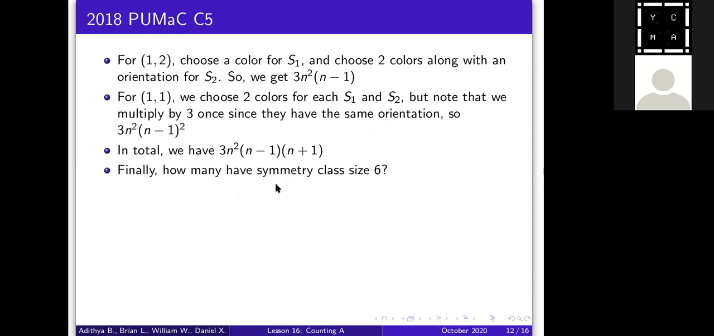And finally, how many have symmetry class of size 6? Well, if it doesn't have 1, 2, or 3, then it has to have symmetry class size 6. So all the remaining ones. So we just subtract everything we have so far from n to the 6th. And this gives n to the 6th minus 3n to the 4th plus 2n squared.